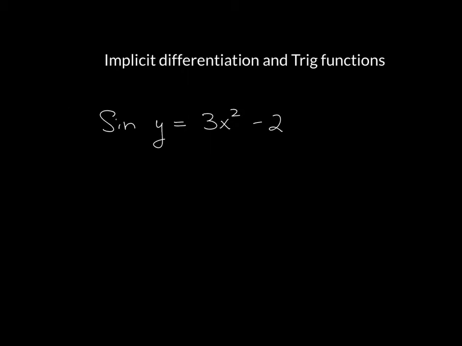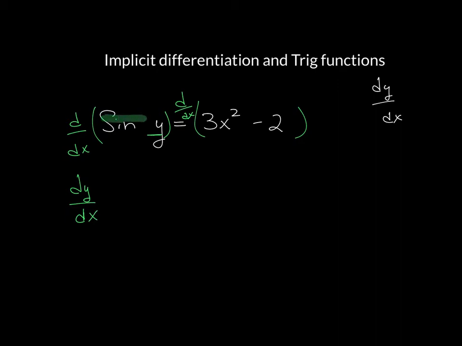All right, so the first example I have is the sine of y is equal to 3x squared minus 2. And again, we want to find the first derivative, dy/dx. So I go through and take d/dx of both sides. Now, because the variable of our trig function is y, I need to put in there that this is the derivative of y with respect to x.